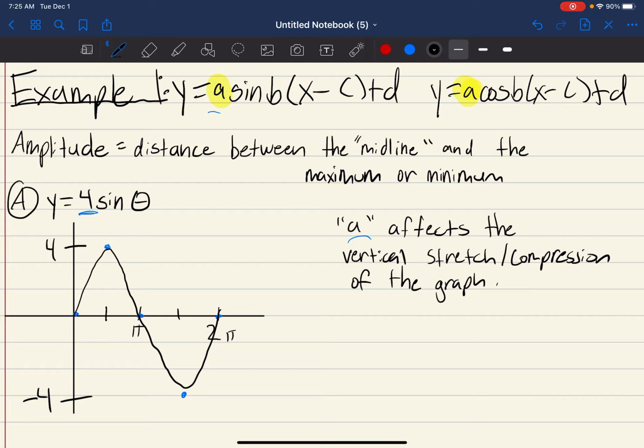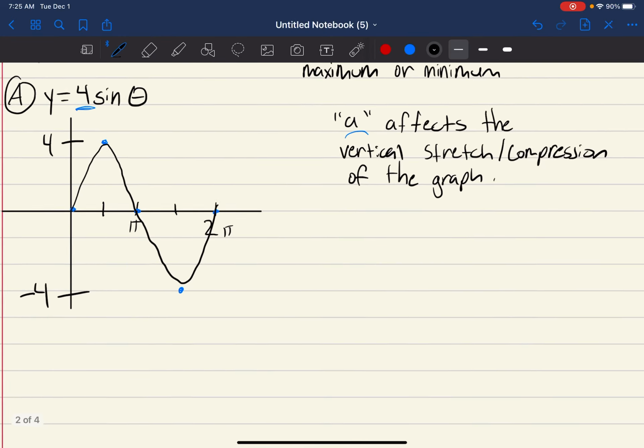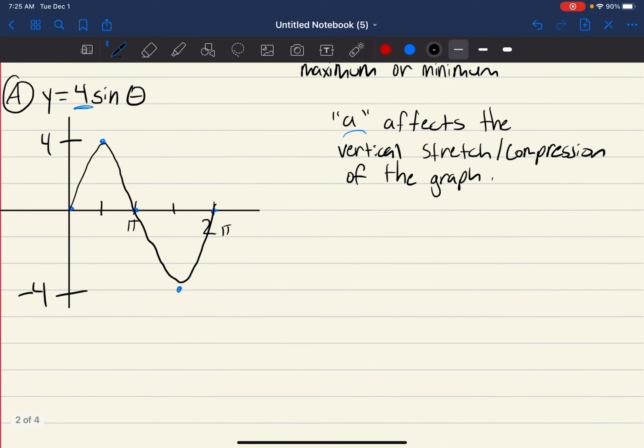That's what happens when you have that number 4 in front of the sine. It just changes the placement of your points. Just remember, it gives a vertical stretch or compression to the graph. Pretty straightforward.